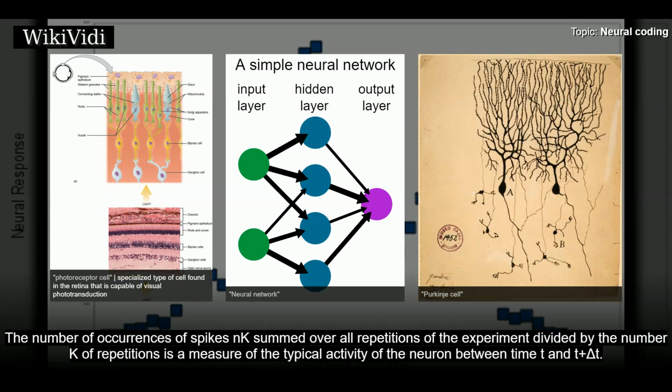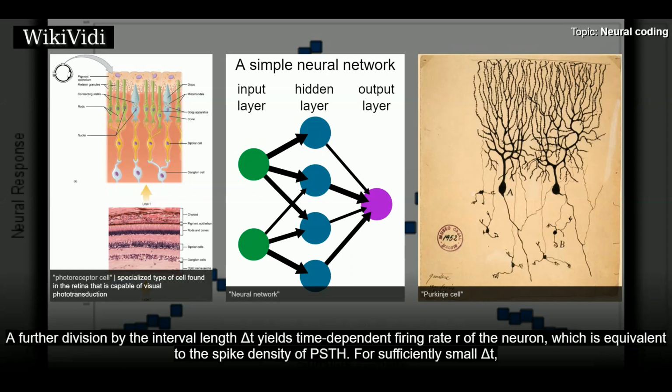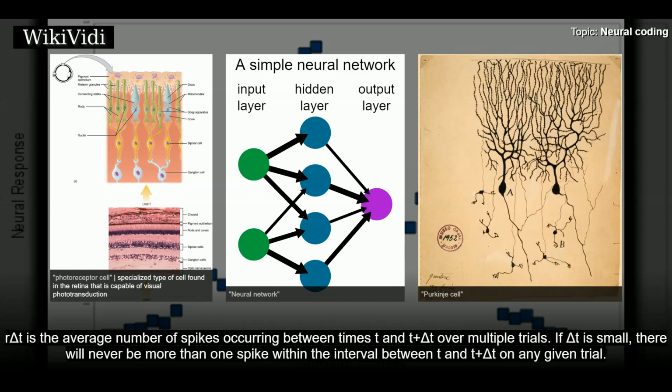The number of occurrences of spikes n_k summed over all repetitions of the experiment, divided by the number K of repetitions, is a measure of the typical activity of the neuron between time t and t + Δt. A further division by the interval length Δt yields the time-dependent firing rate R of the neuron, which is equivalent to the spike density of the PSTH. For sufficiently small Δt, RΔt is the average number of spikes occurring between times t and t + Δt over multiple trials. If Δt is small, there will never be more than one spike within the interval between t and t + Δt on any given trial.